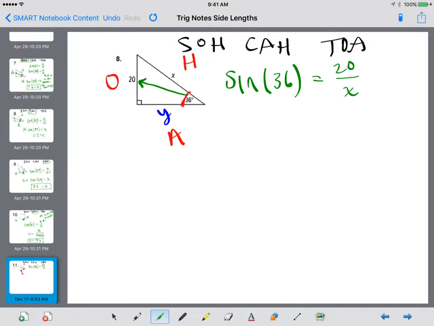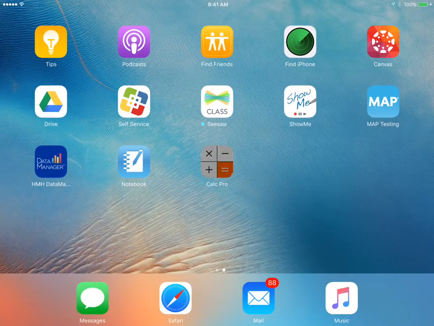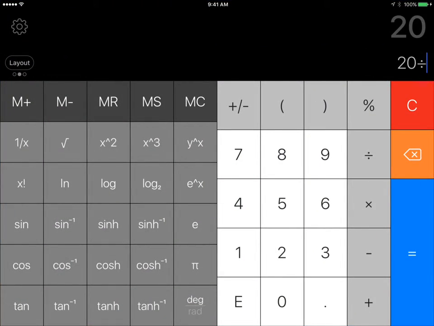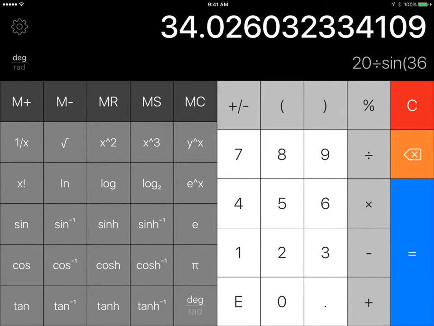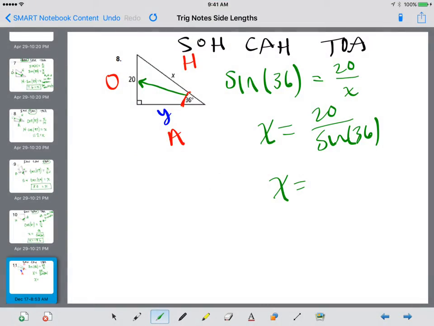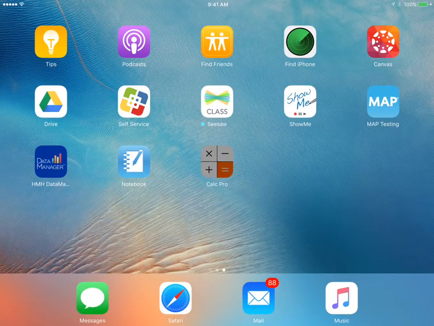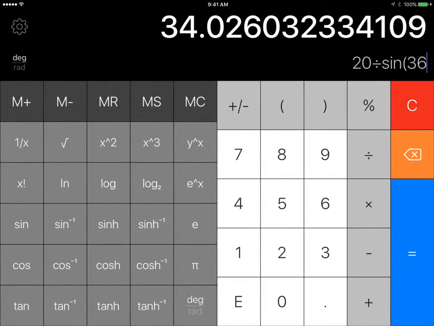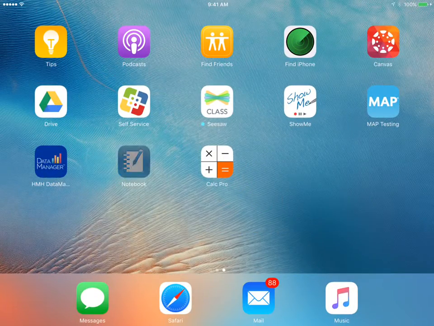So remember, numbers on the top, so we're going to divide. So x is going to equal 20 divided by the sine of 36. So x equals, let's use our calculator here, 20 divided by the sine of 36. Was that right? Was it the sine of 36? Yes. So that gave us 34.02. We'll go 34.0.